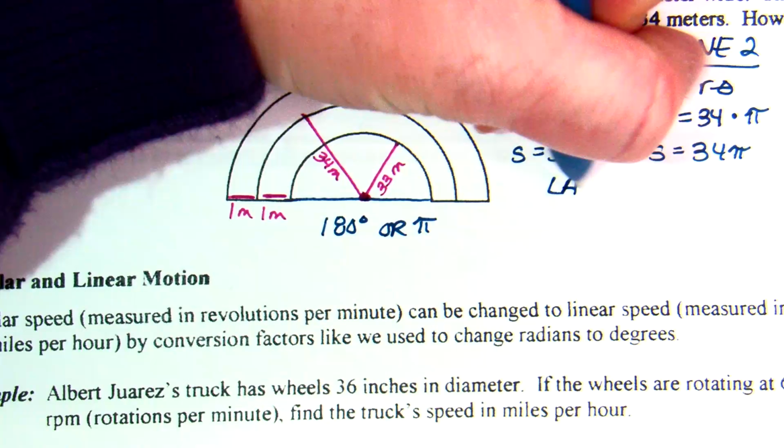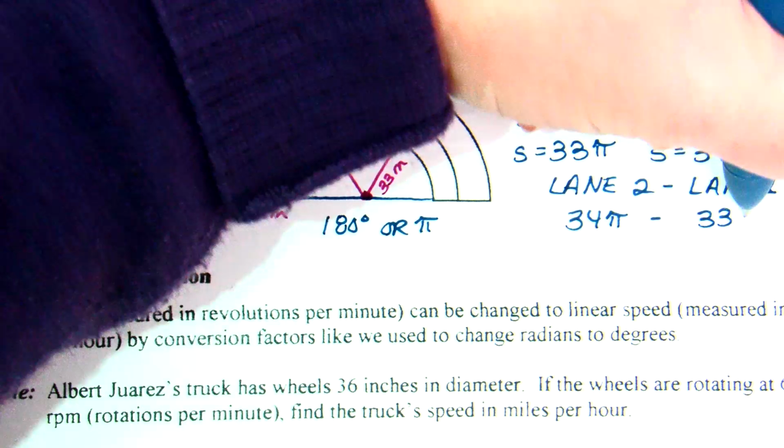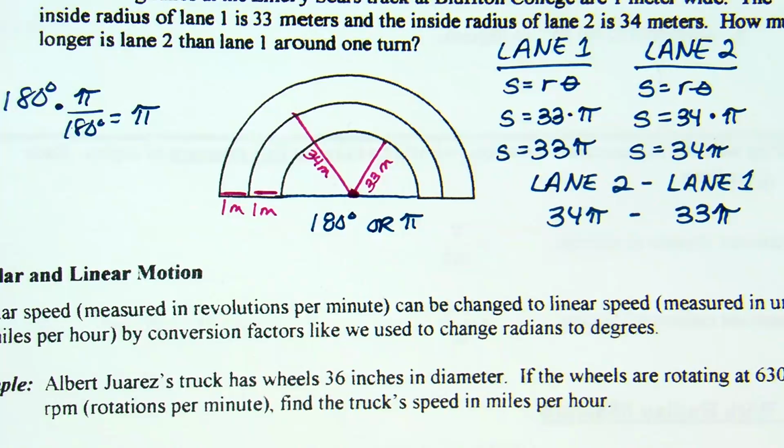Yeah. We're going to subtract, and we're going to do lane 2 minus lane 1, which lane 2 is 34 pi, minus lane 1, which is 33 pi. What is 34 pi minus 33 pi? 1 pi, yes? It's just like doing 34x minus 33x. Pi makes a like term.